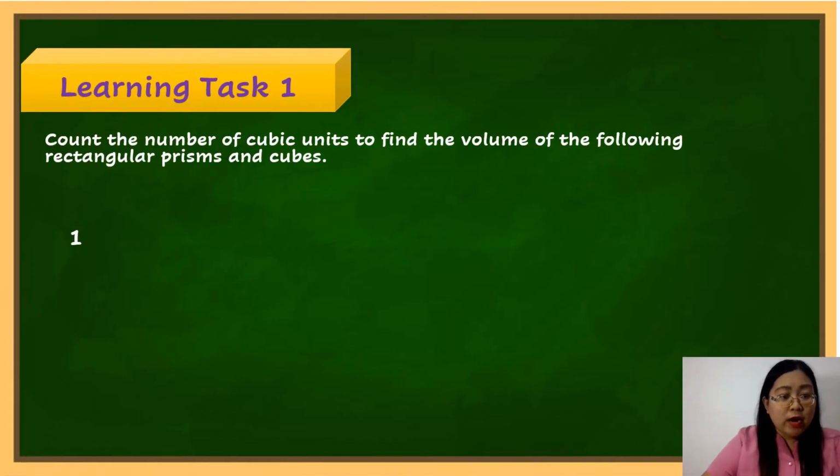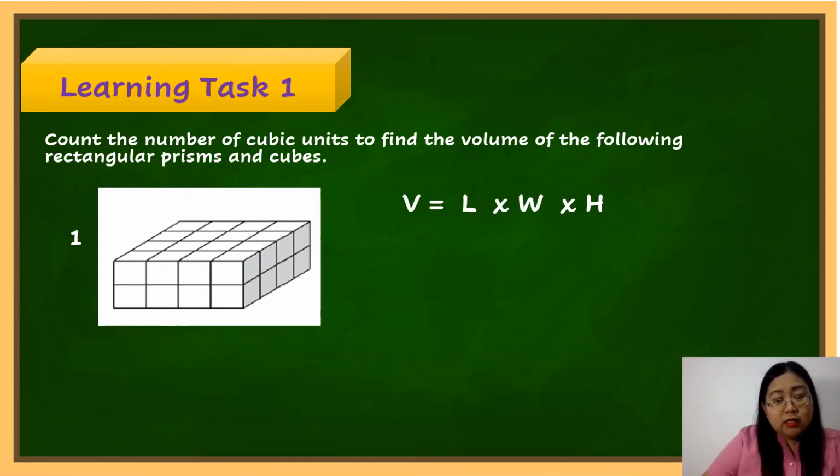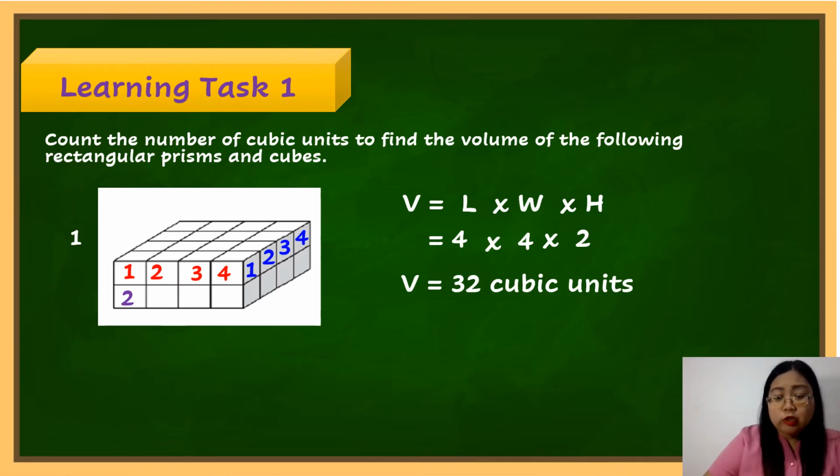Learning task number 1. Count the number of cubic units to find the volume of the following rectangular prisms and cubes. Number 1. The formula is volume is equal to length times width times height. So let us count: 1, 2, 3, 4 for length. How about the width? Let us count: 1, 2, 3, 4 for width. How about the height? 1, 2. So 4 times 4 times 2 is equal to 32 cubic units.